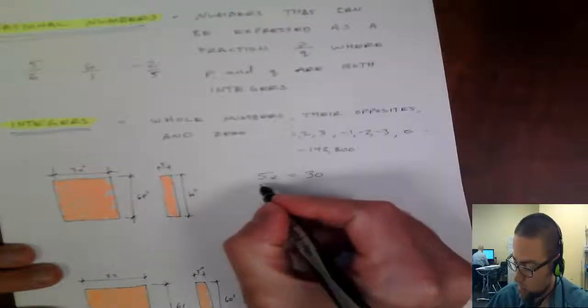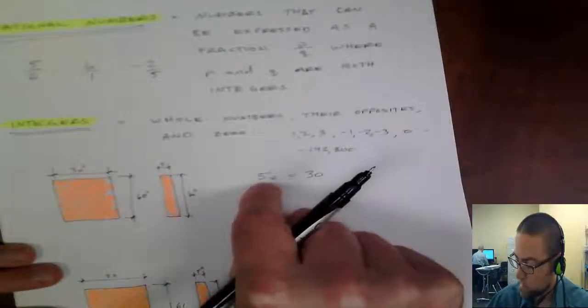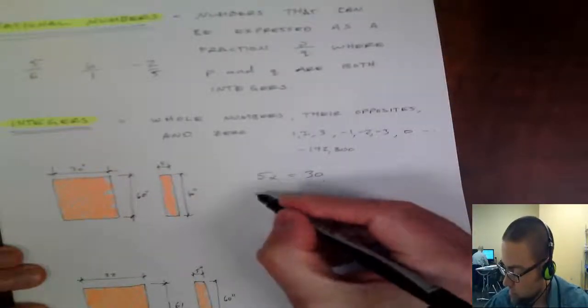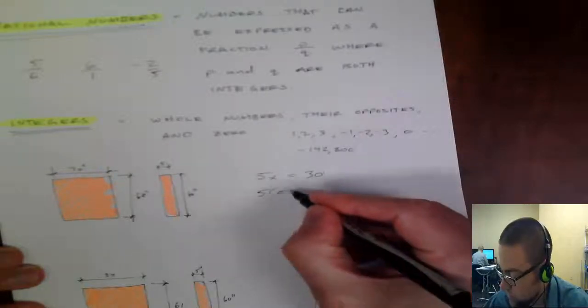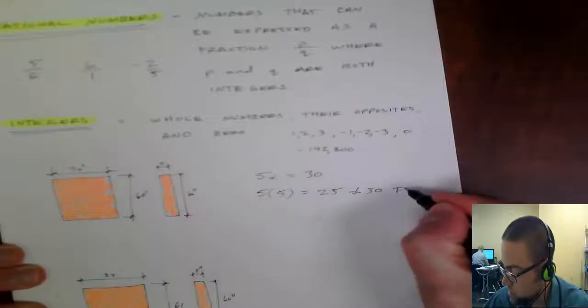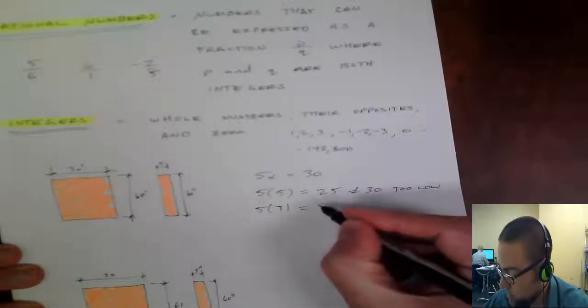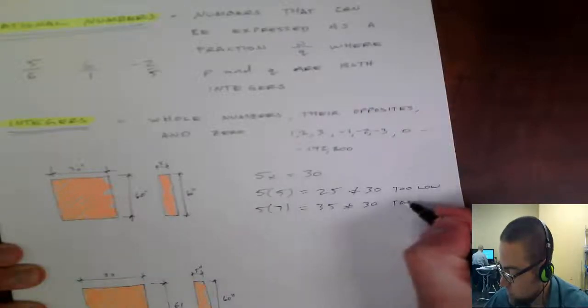So this is a linear function, right? Each time it repeatedly adds 5, so the rate of change is 5 each time I add 5. So let's just guess and check. 5 times 5 is 25, which does not equal 30, and it's too low, right? So try something bigger. How about 7? 5 times 7 equals 35, but that's too big, right? That's not equal to 30.